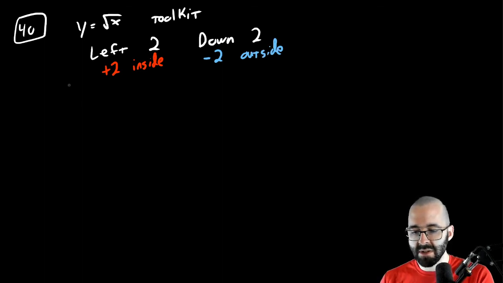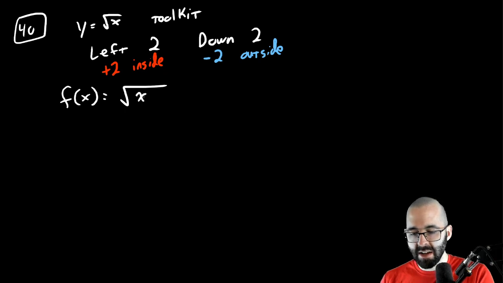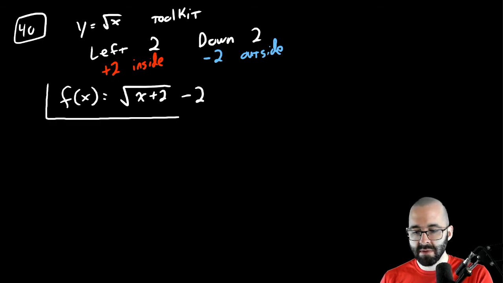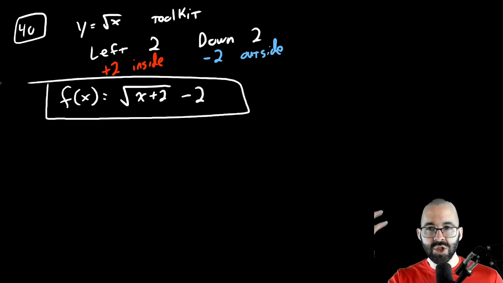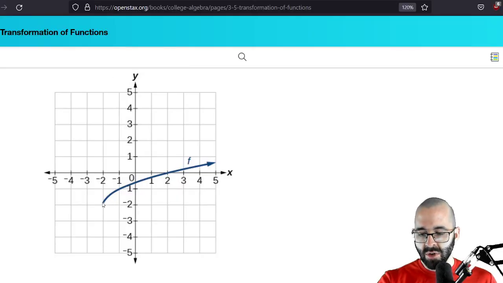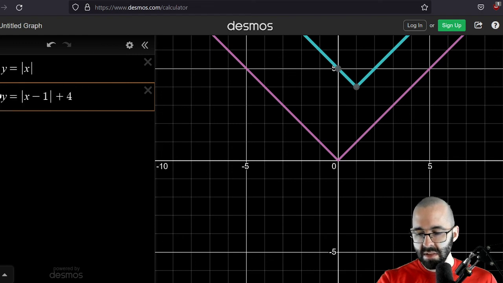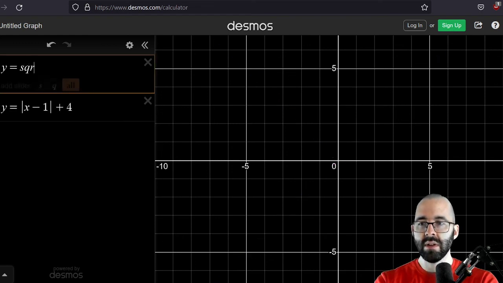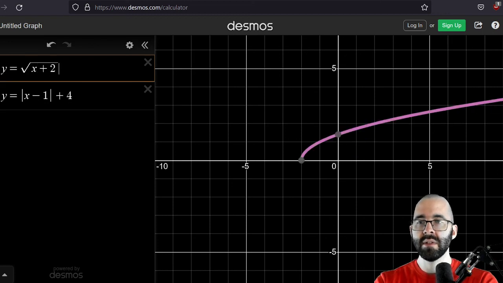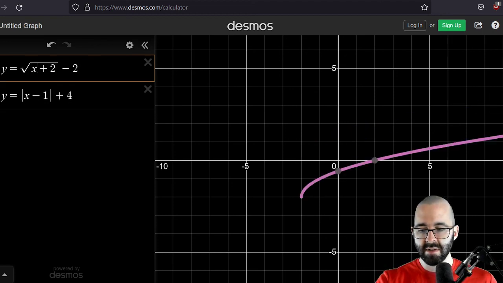Let's combine all this. What does our function become? The square root now has a plus 2 on the inside. And it also has a minus 2 on the outside. Let's check our answer. Let's try to graph this formula and see if it looks the same. The square root of x plus 2, minus 2. Are these the same? Yep. There we go.